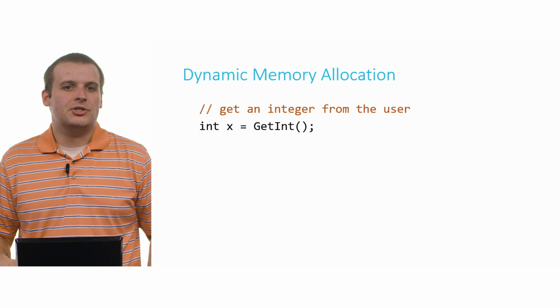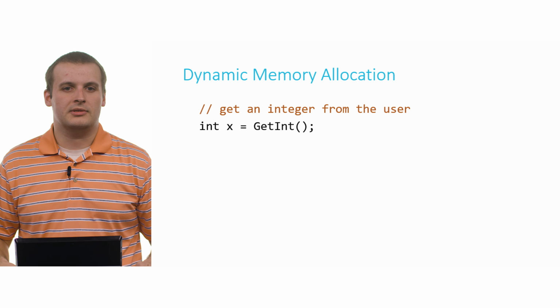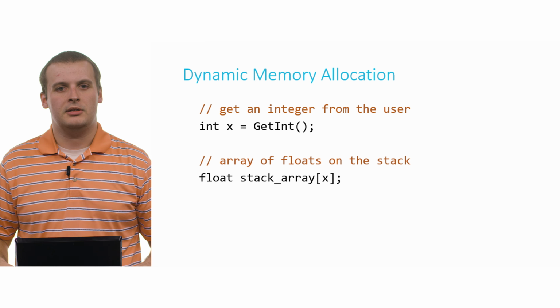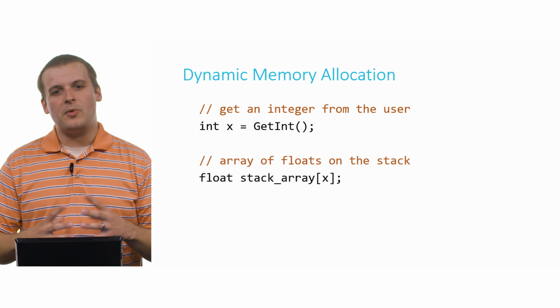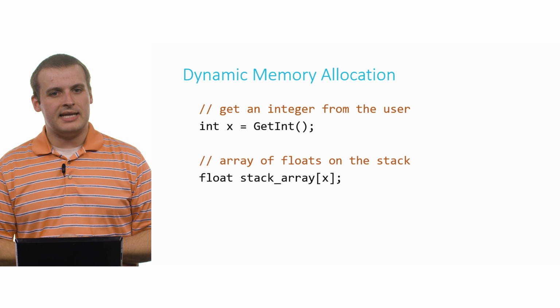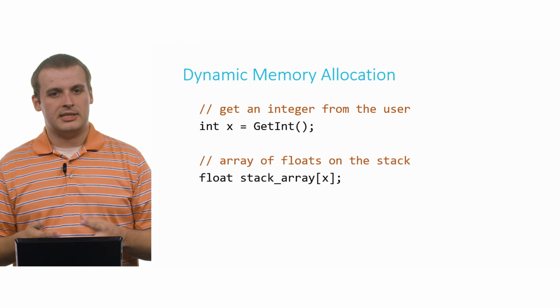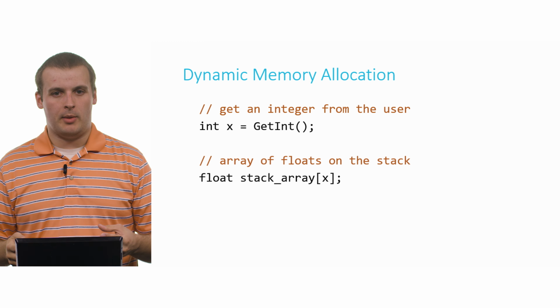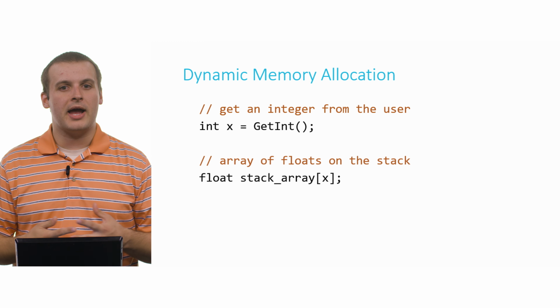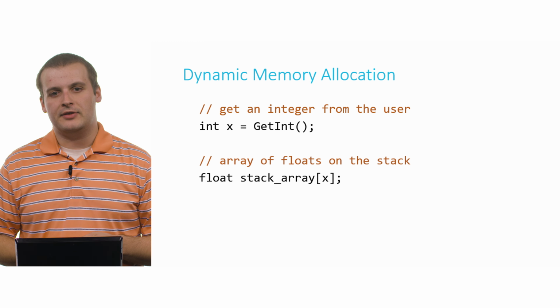How do we get an integer from the user? We can say int x equals getInt. That's pretty straightforward. What if we want to create an array of x floats that live on the stack? Float stack array, that's the name of our array, square brackets, x. That will create for us an array of x floats that live on the stack.